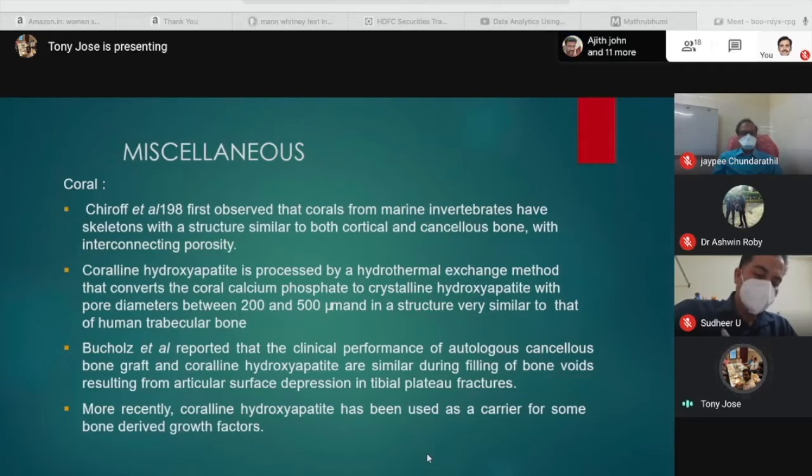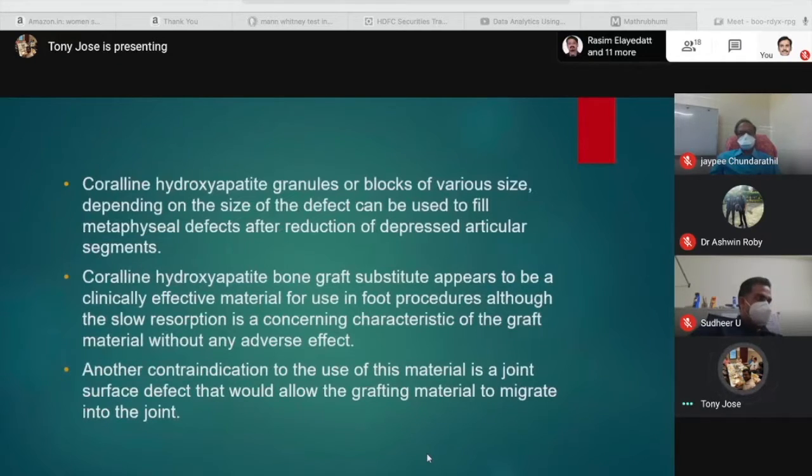Bucholz et al. reported that the clinical performance of autologous cancellous bone graft and coralline hydroxyapatite is similar during filling of bone voids resulting from articular surface depression in tibial plateau fractures. More recently, coralline hydroxyapatite has been used as a carrier for some bone-derived growth factors. The coralline hydroxyapatite granules or blocks of various sizes, depending on the size of the defect, can be used to fill the metaphyseal defect after reduction of the depressed articular segments.